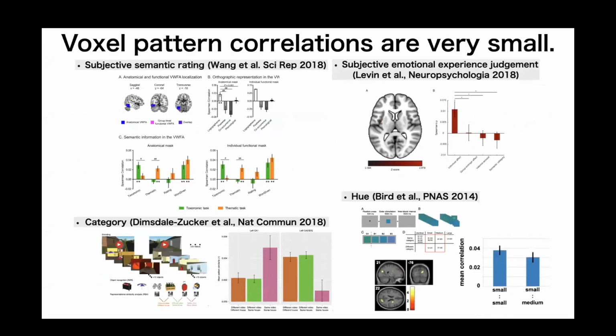Okay, but the voxel pattern correlation is very small, as in our study and in other studies, like subjective semantic rating. In that case, it's like 0.04, and this one 0.004, and this one 0.01, and the one that I showed did the voxel pattern analysis and got 0.04. So voxel pattern correlations are very, very small.